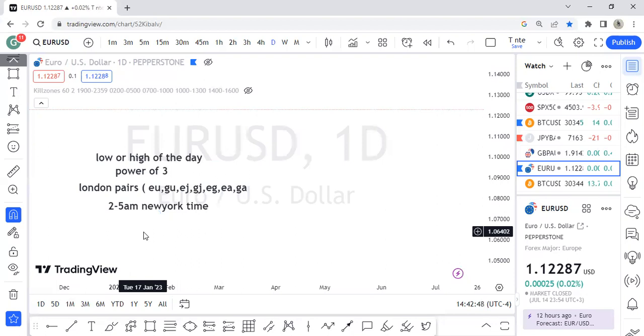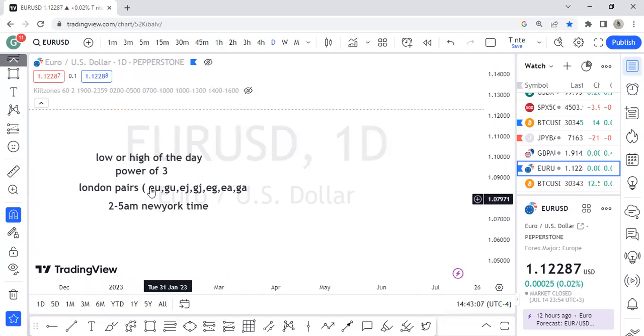So now, these are the things you must have at the back of your mind. You must understand that the London short usually forms higher a lot of the day. You must understand the power of three, the market going up and down. You must focus on the London pairs, and you must have this time as your time of reference. That is why you want to be placing your trades, looking at the chart, and focused on these London pairs, right?